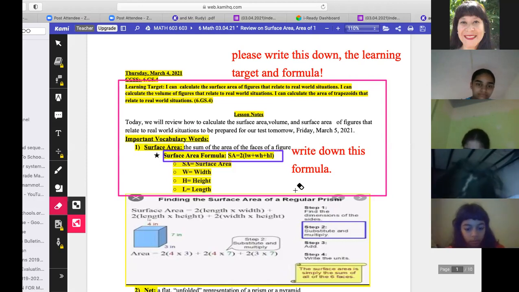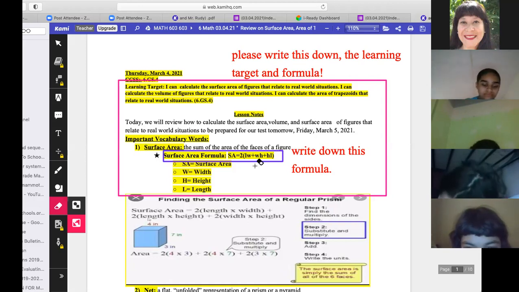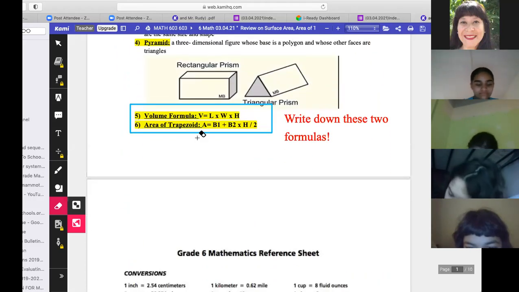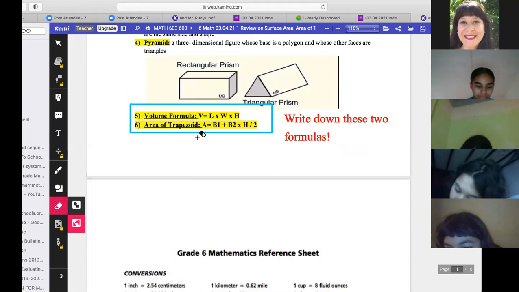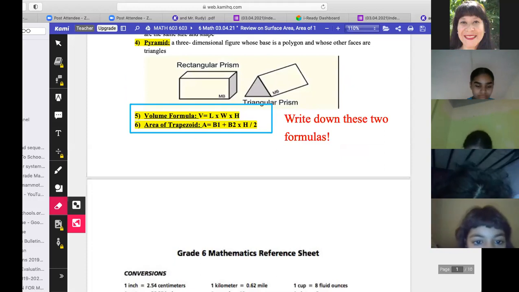SA equals surface area, W equals width, H equals height, L equals length. Awesome. Give everyone a second to write that down. Kalani's put it in the chat. All right, good. Can you read number 5 and 6 for me, sir? Volume formula: V equals L times W times height. Area of trapezoids: A equals B1 plus B2 times H/2.